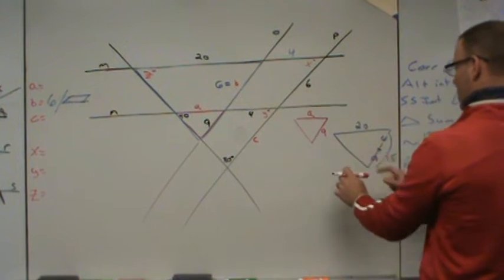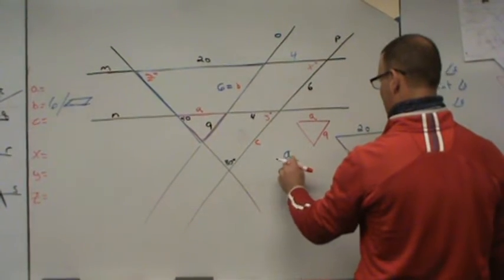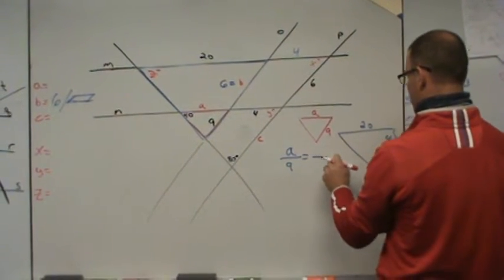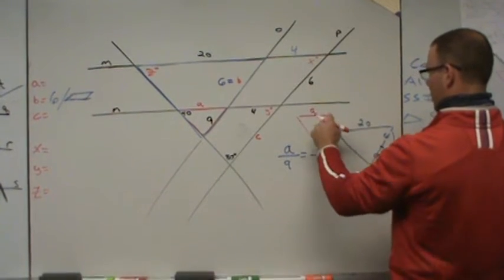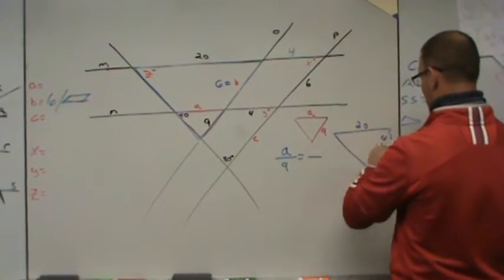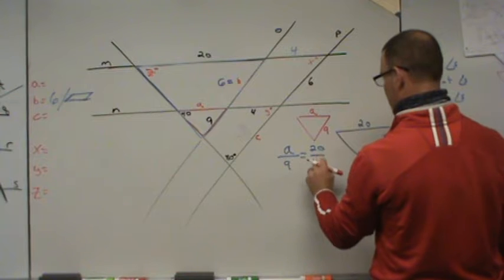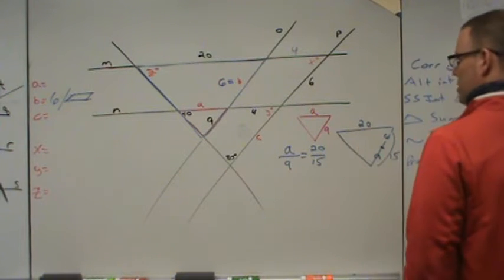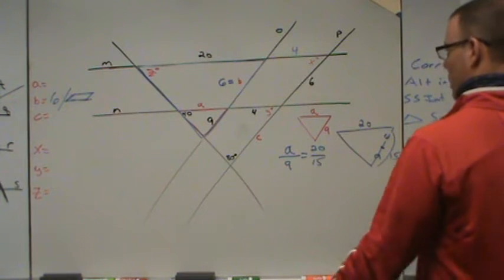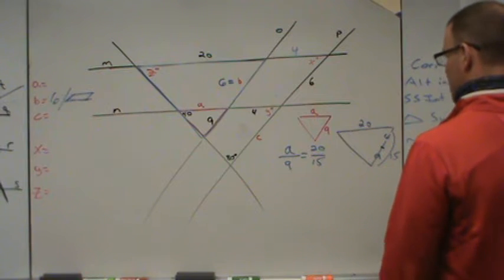So now when I create my ratio, A over 9 is equal to my other ratio. I went A over 9. I went top to right. I go top to right over here. 20 equals 15. Take a second and solve that and see what you get. And by take a second, I mean pause.